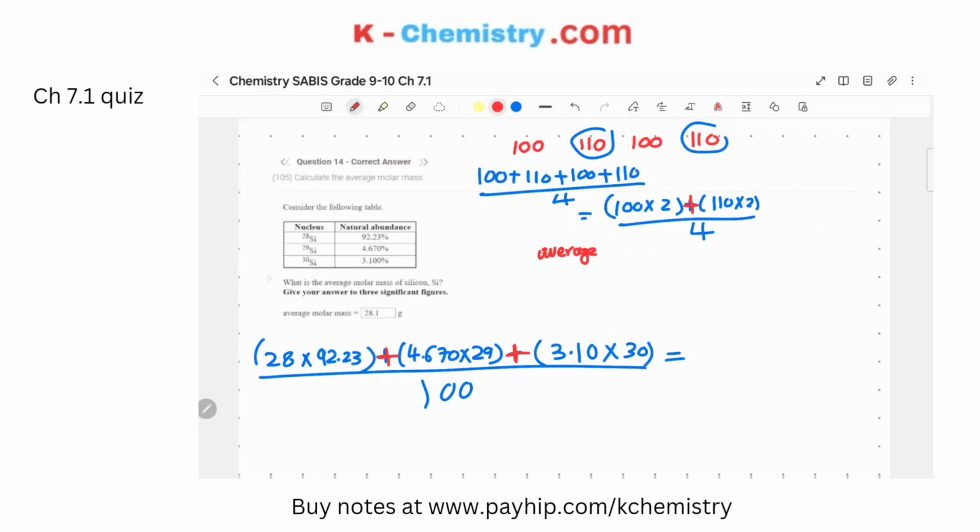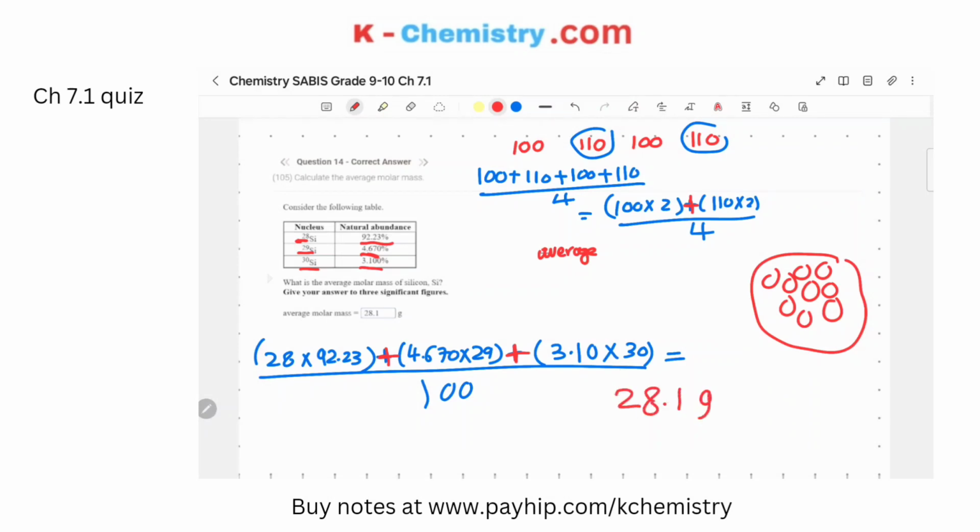It's like if you have a bag of silicon atoms and you measure every one of them and see its weight, you will find that 92% of these atoms have a mass of 28, while 4.67% have a mass of 29 and 3.1% have a mass of 30. How come they have different masses? Because they are isotopes. We said they all contain the same number of protons but different masses. So in order to answer such questions, make the equation like that, divide it by 100, and you will find the answer to be 28.1 grams.